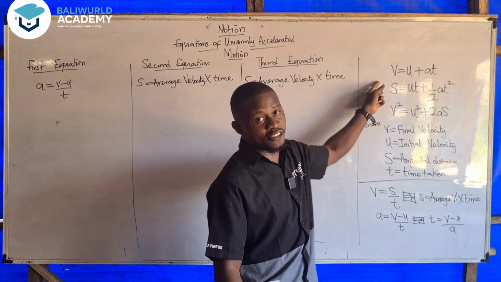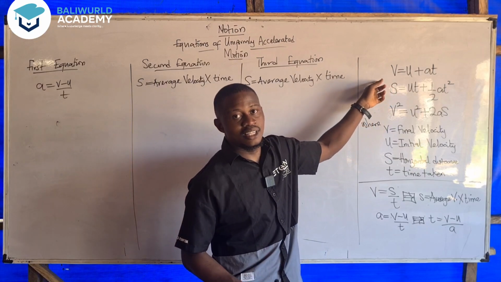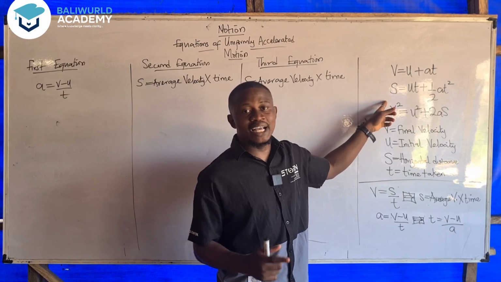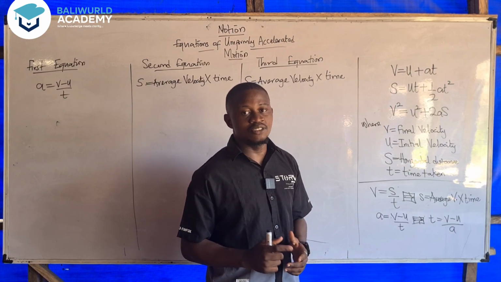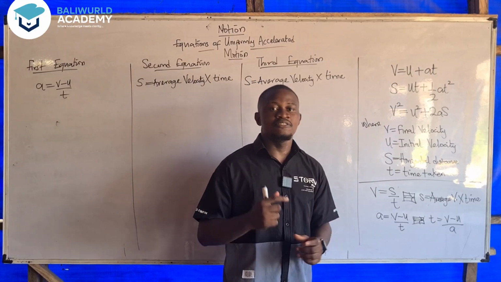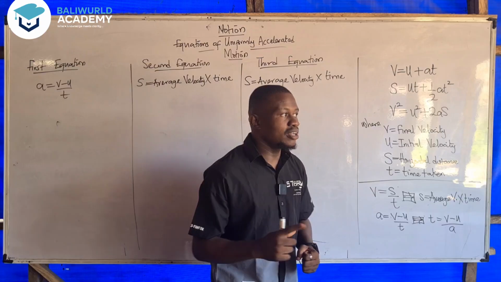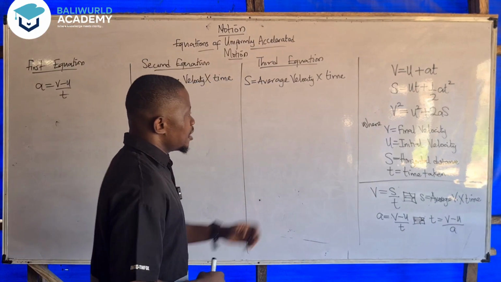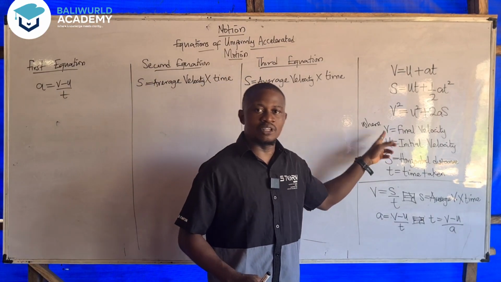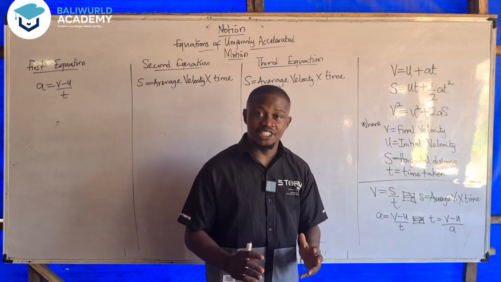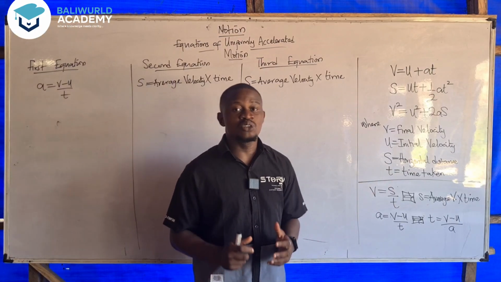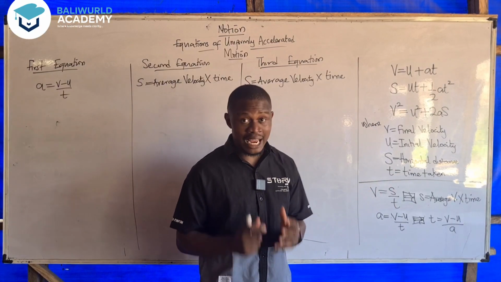We have them here. V equals U plus AT, that is equation 1. And equation 2, S equals UT plus half AT square. Then equation 3 is V square equals U square plus 2AS. Now, let's jump down into business. Remember, V stands for the final velocity, U stands for initial velocity, S stands for horizontal distance, and T stands for time taken.